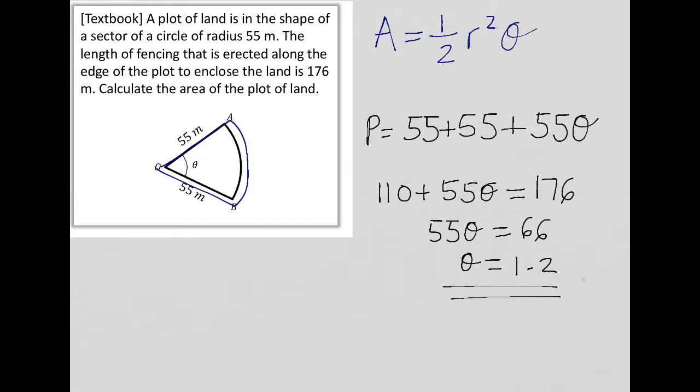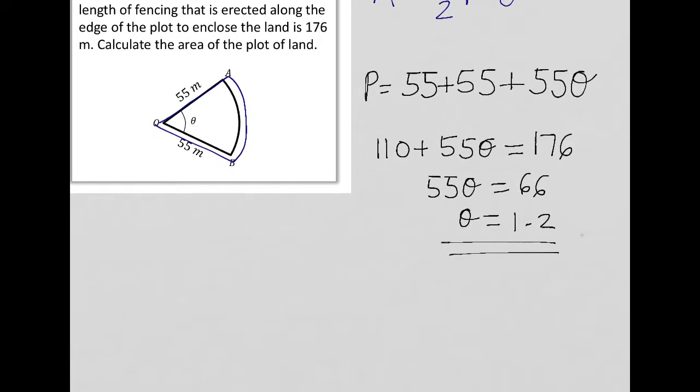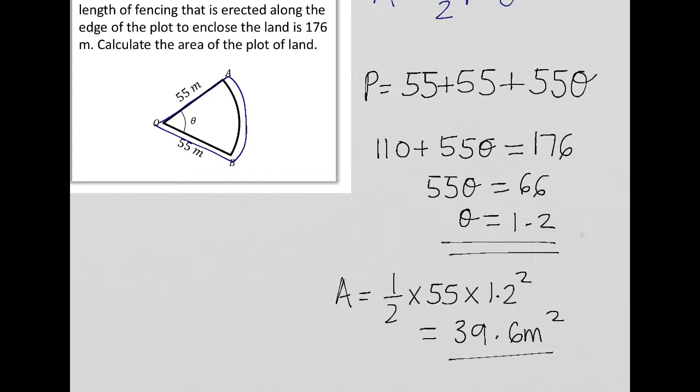So I now can go on and solve for the area. So my area would equal half multiplied by 55 squared, multiplied by theta, and that would equal 39.6 meters squared.